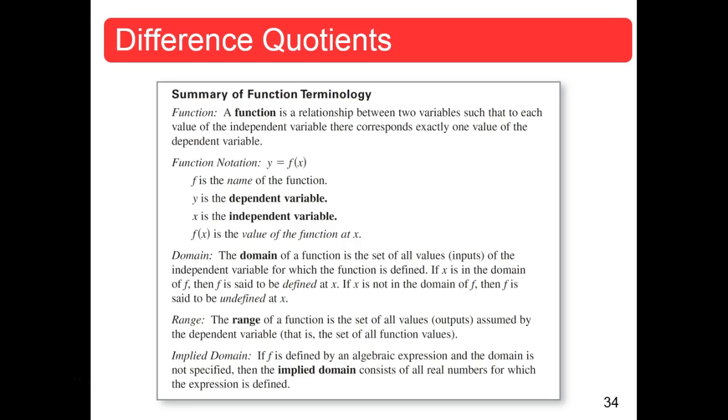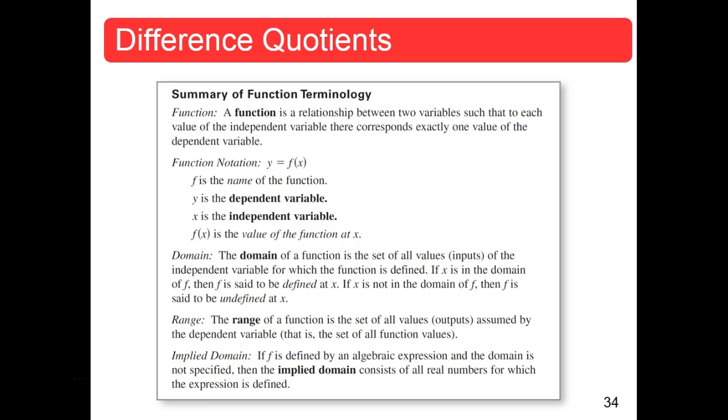The range is the set of all the output values, the dependent variable values. That is a set of all function values. And then we talked about an implied domain. Explicit domain would be like the one we just did, where you had years 8, 9, 10, 11, 12, 13, 14, and 15. Those are explicit domains.